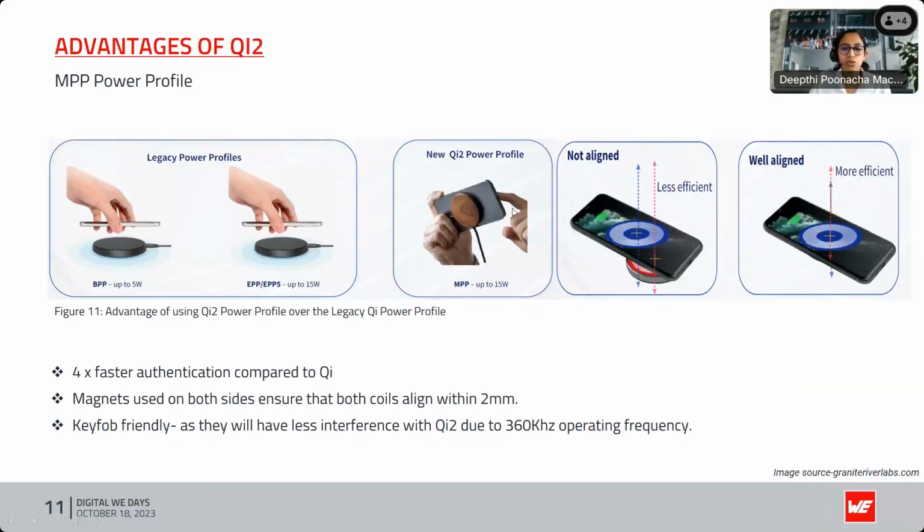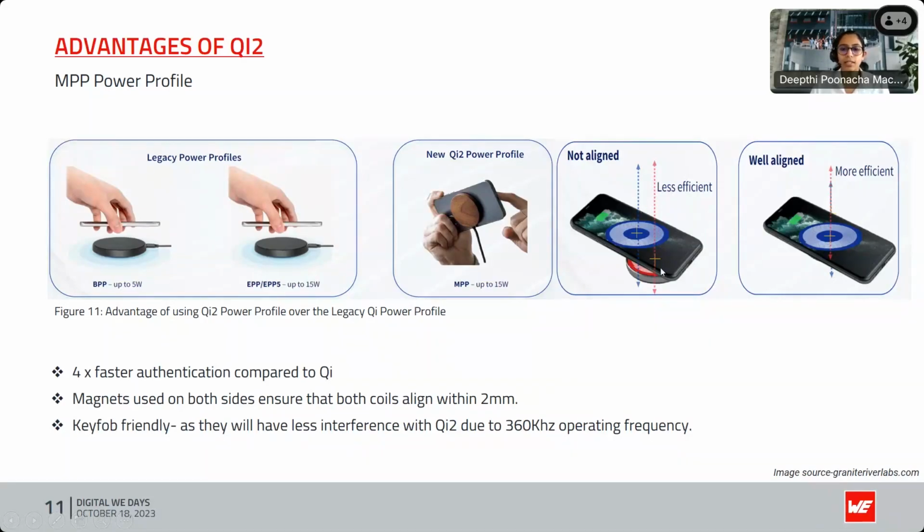But in the new Qi2 power profile, there is a magnet present in the transmitter, and also a magnet present on the receiver side on the phone. And you can pick up your phone while it's charging and work on it. It doesn't fall, because it is already attracted to the magnet on the receiver, and it holds, and the phone is aligned, and it is charging perfectly. And it is faster. It has 4 times faster authentication compared to the Qi standard.